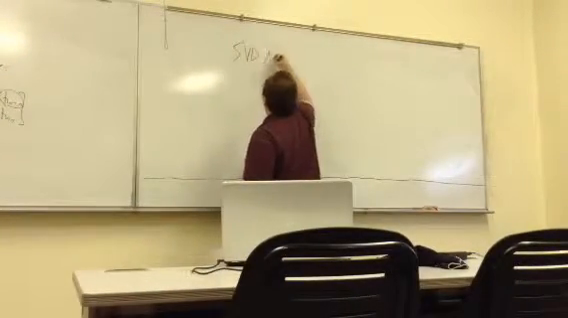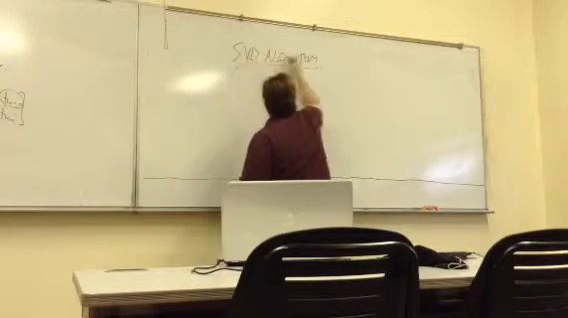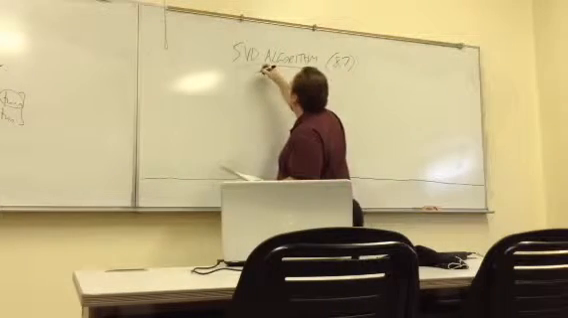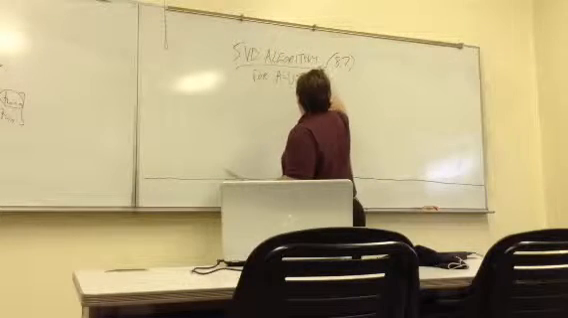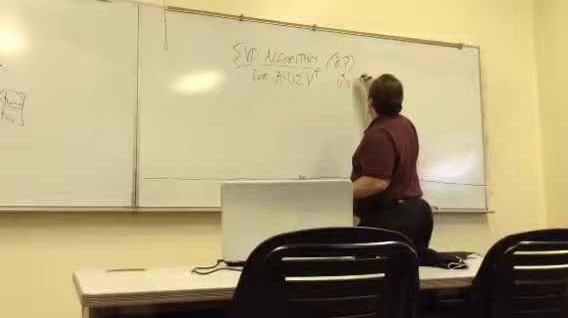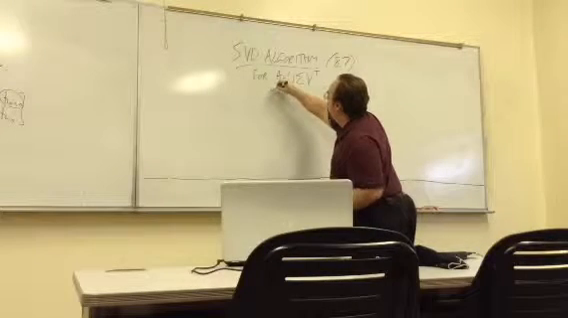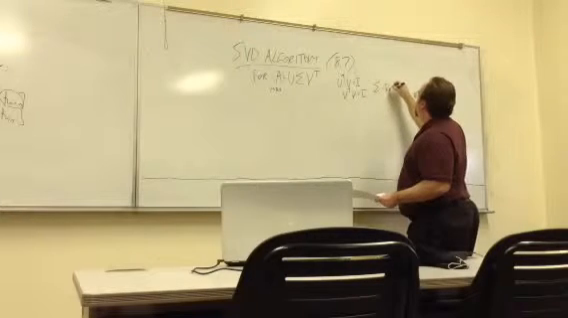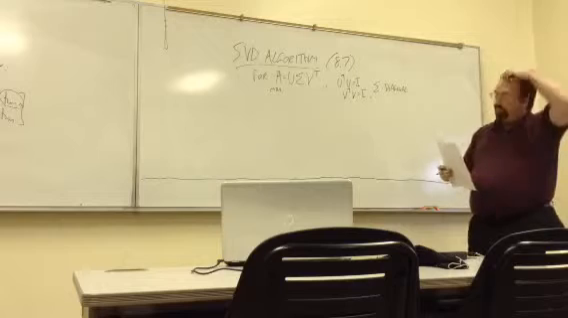SVD algorithm. I mentioned the singular value decomposition before. Where you're decomposing A as U times sigma times V transpose. U and V are orthogonal. A is an M by N matrix, it's no longer square. And sigma is a diagonal matrix containing the singular values.